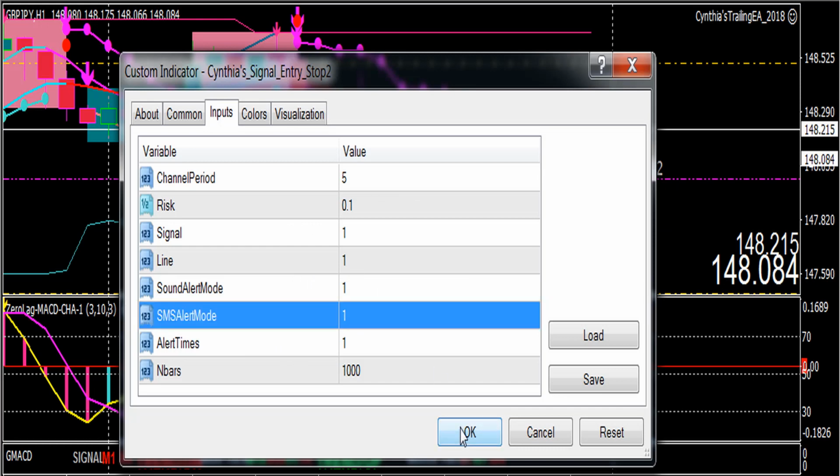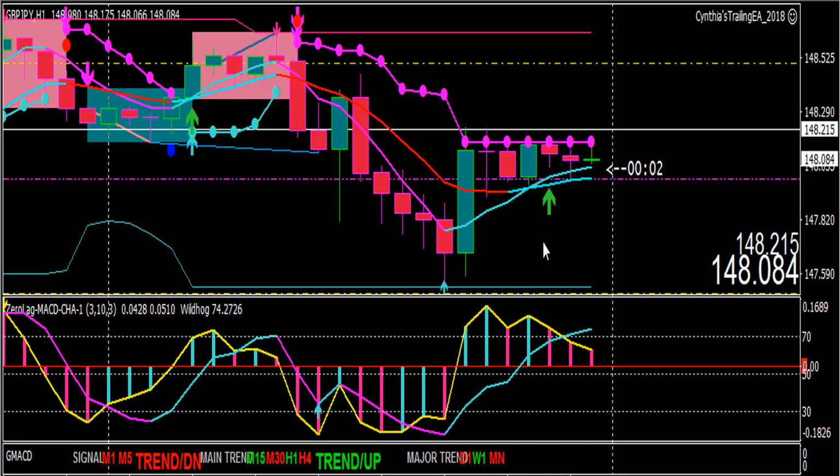So this is my signal entry stop. I call it SES for short. And it has the dots that are usable for manually trailing your trades. And this is actually what's called a chandelier volatility indicator, and chandelier trailing stops are probably the smartest type of trailing stops that you can use because they respond to volatility.